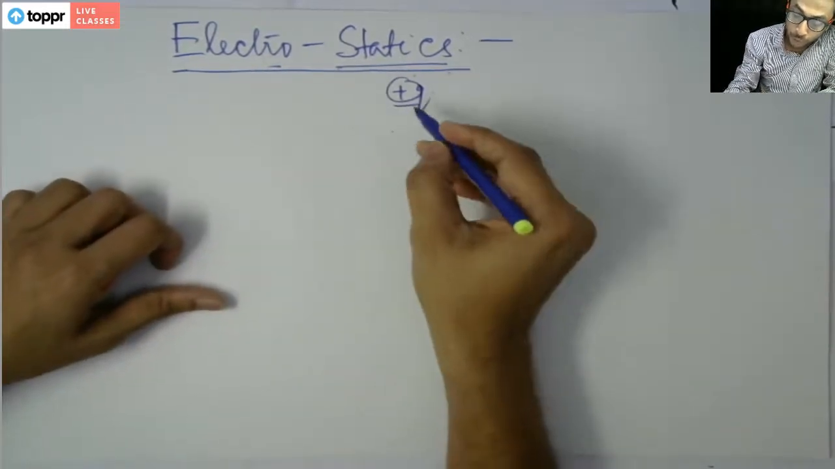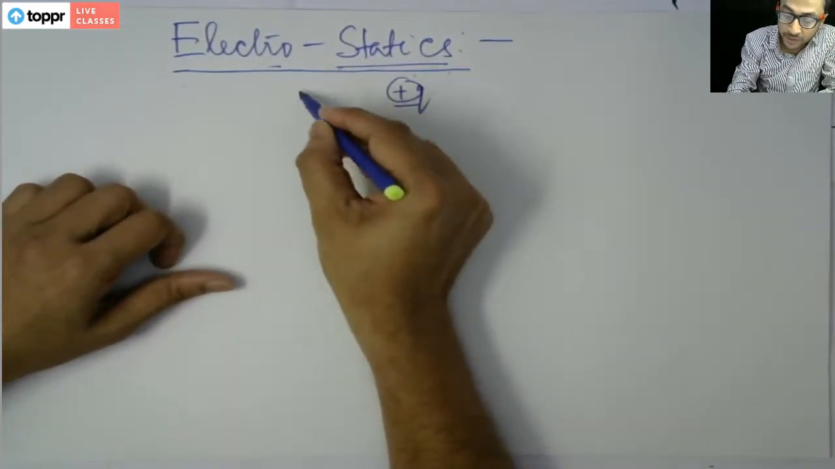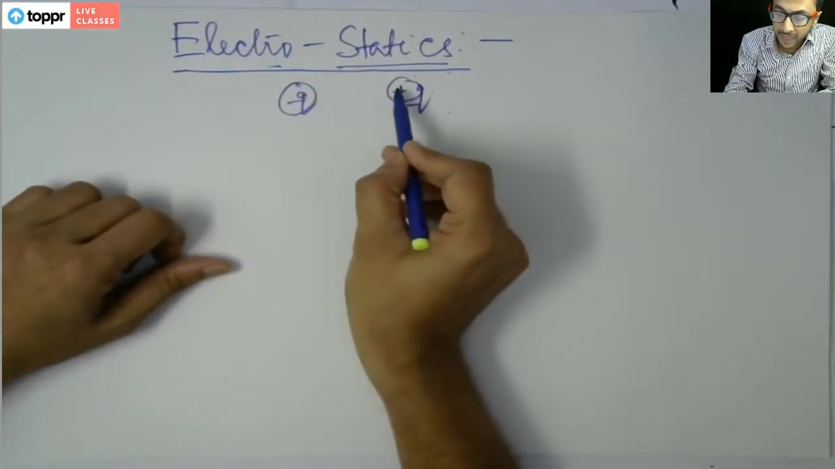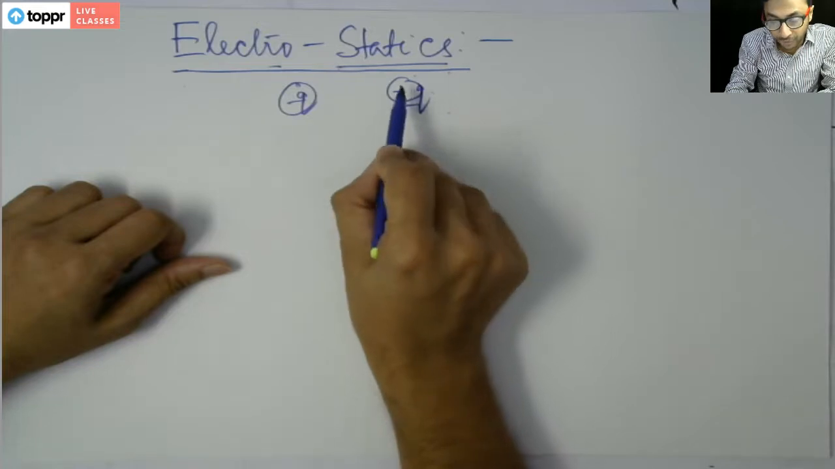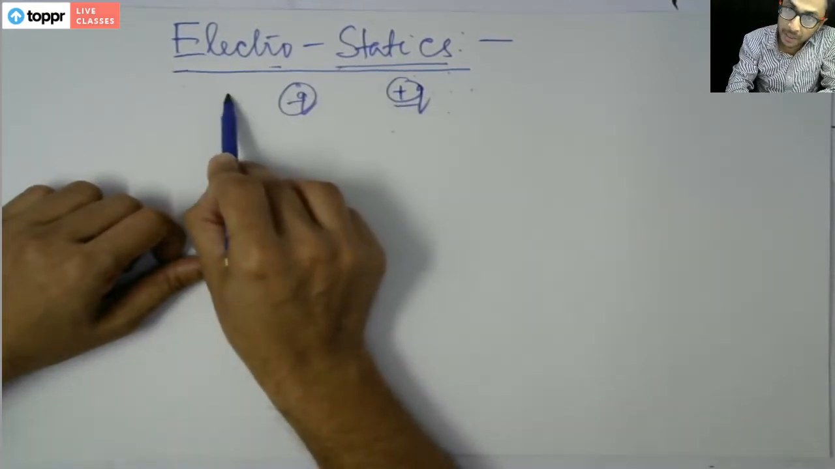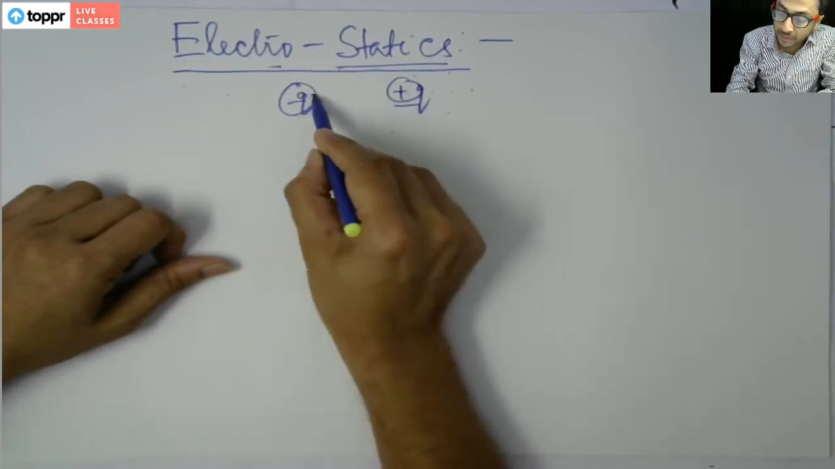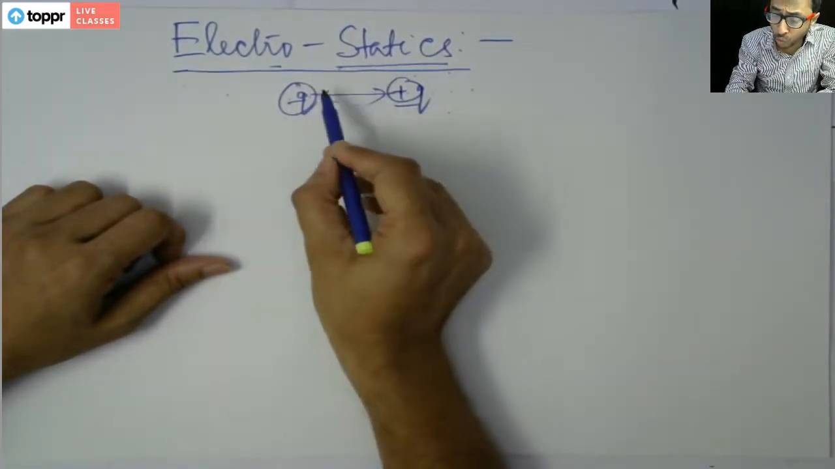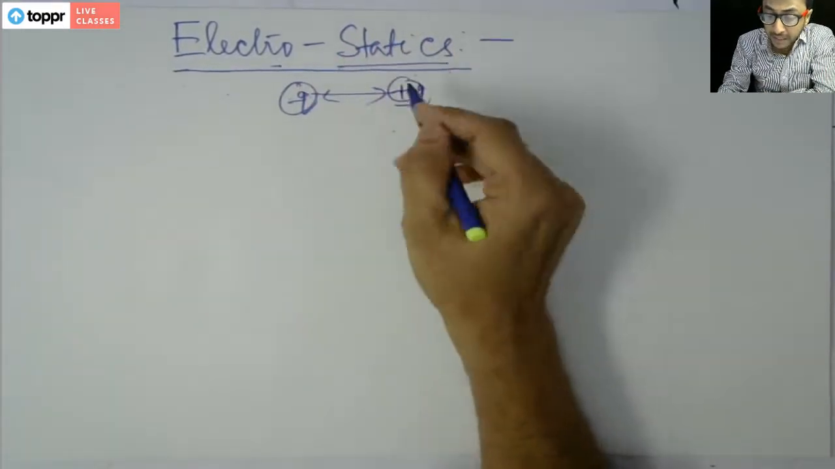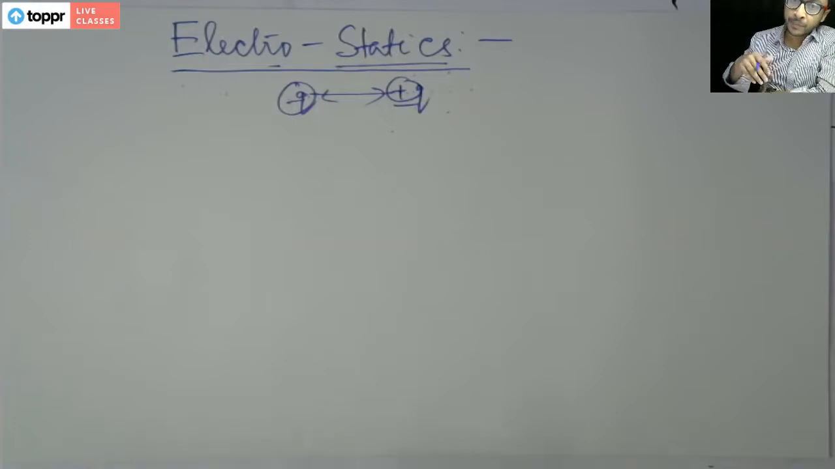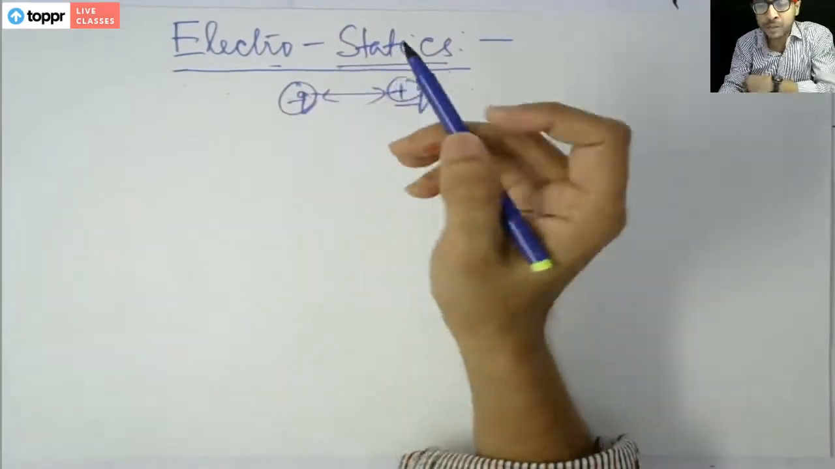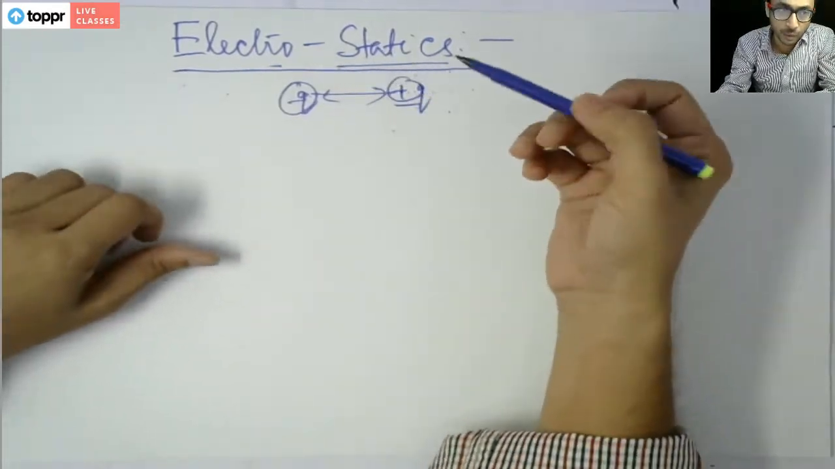Now you know that there are two kinds of charges. One is positive, one is negative. These things you know from your preliminary classes: like charges, plus and plus or minus and minus, will repel, but opposite charges will attract. So when they are attracting with some force, we will study what force they are attracting with, and what is the electric field, electric potential. All these terms we will study in this whole chapter.